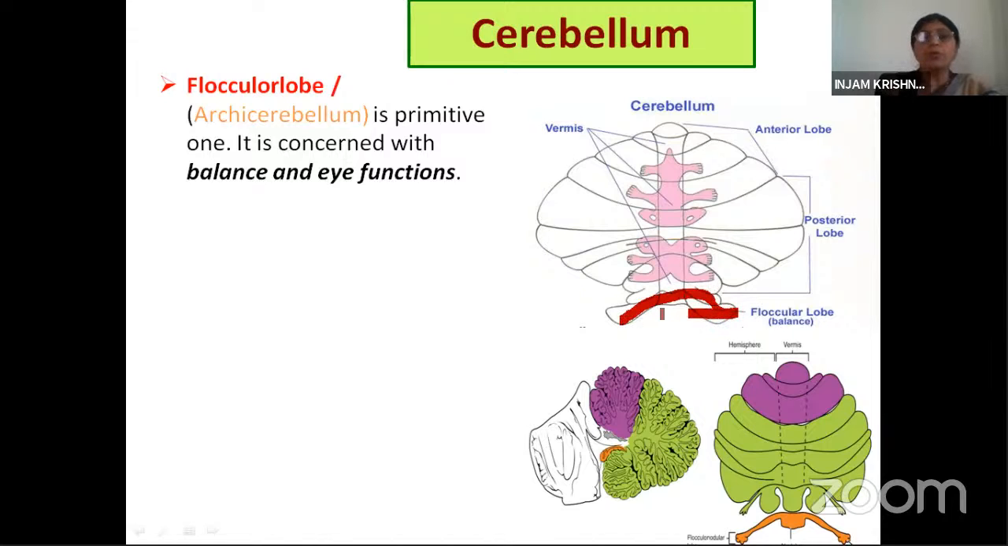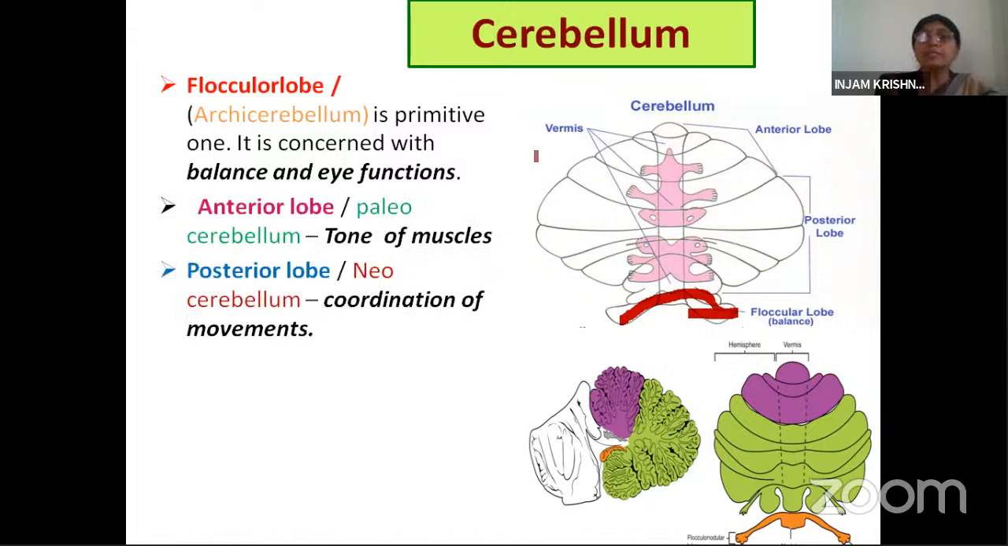This is the flocculonodular lobe. And the second lobe is the anterior lobe. Here it is, the anterior lobe. This is otherwise called the paleocerebellum.